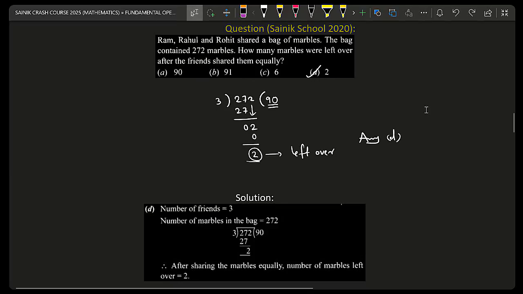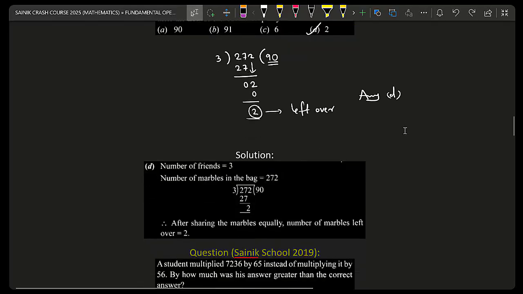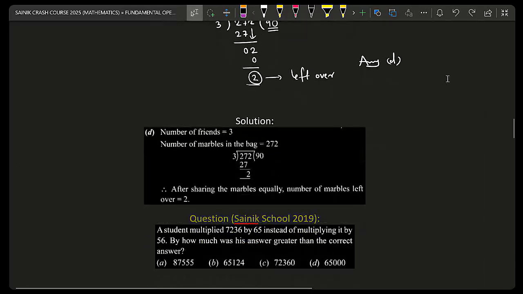Yes. Next question. You can try the next one. Yes, this is the next question. A student multiplied 7,236 by 65 instead of multiplying it by 56. By how much was his answer greater than the correct answer? Try this.